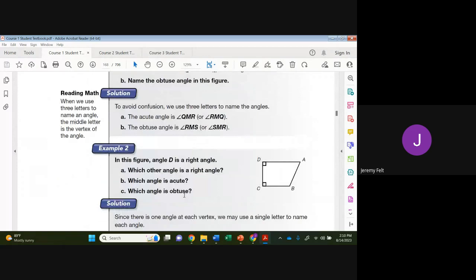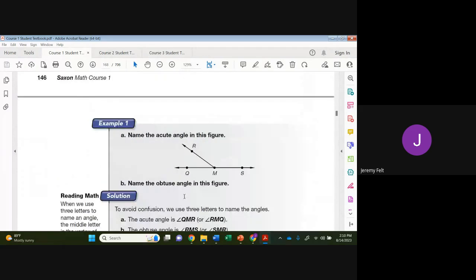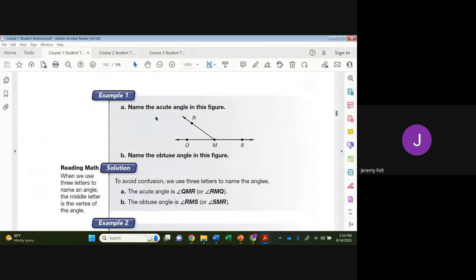So if we're looking at example 1 right here, name the acute angle. Well, it looks like, and we can't just call it, in this case, M, because we don't know if M is referring to this right here or this right here. So it looks like this angle right here is less than 90 degrees. It's our acute angle. So I would say angle RMQ or QMR, either way. That's our acute angle.